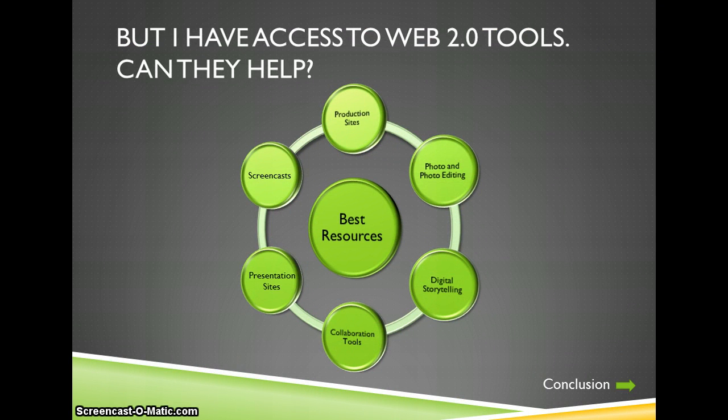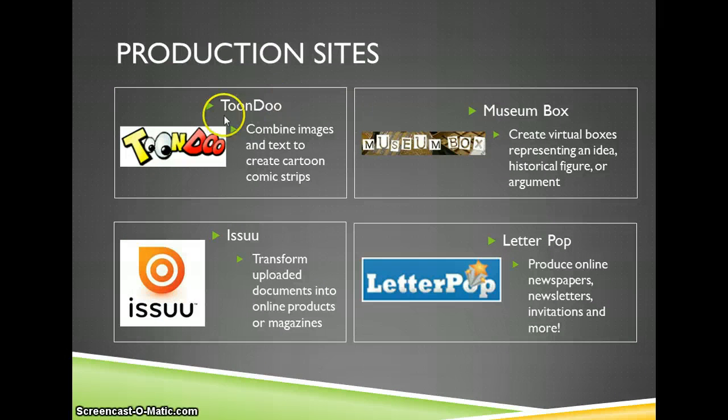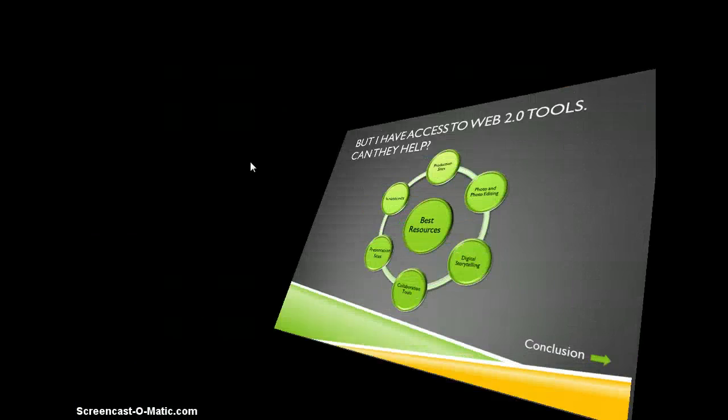If you do have access to Web 2.0 tools, they can be very helpful, and I won't go through all of these with you, but what I've done is I've highlighted production sites, photo and photo editing sites, digital storytelling, collaboration tools, presentation sites, and screencasting sites. And if you click on each of these, it will bring you to a list of 3 or 4 different sites with a quick little clip on why I thought that they would be good production sites or screencasting sites, whatever the topic is. And also on the handout that was included in the forum, you can see exactly which of these were new for me and which of these I had used before.